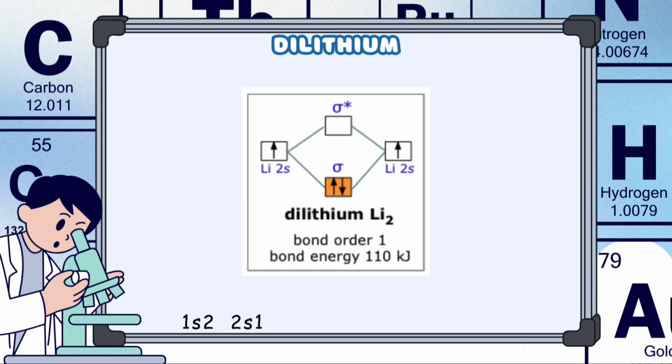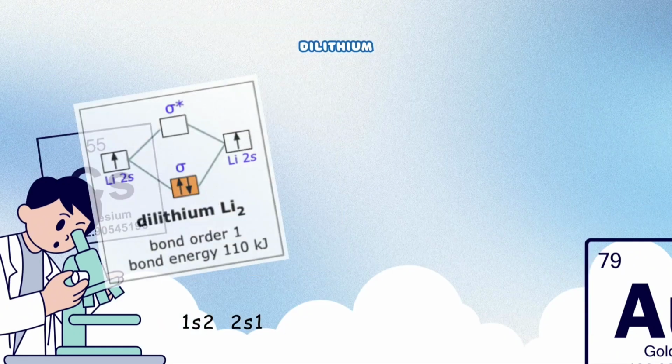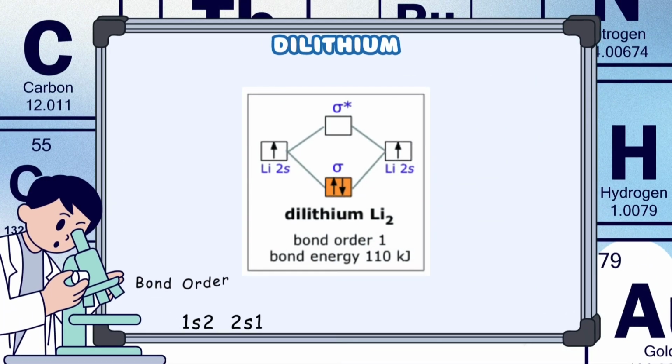So what is a bond order? The bond order is basically the number of electrons that are paired together in the substance. So next, how to calculate the bond order.